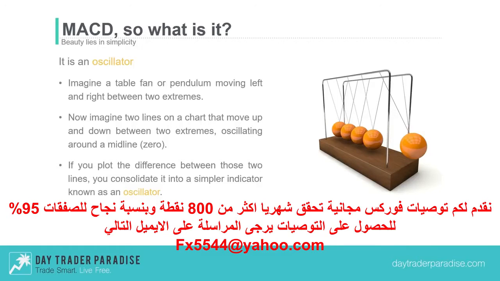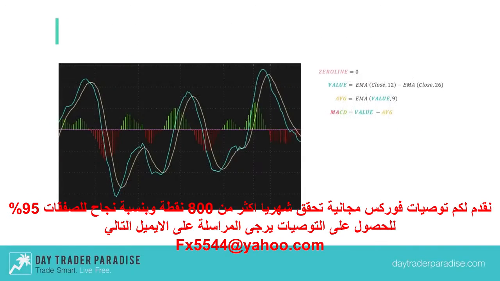The histogram is an oscillator, and here's some funny stuff that we wrote about an oscillator. Obviously, it's a table or fan moving left and right between two extremes. And just imagine a line going up and down around a chart labeled 0, a midline, that's what they call it. So when you plot those differences, you get this fancy little histogram.